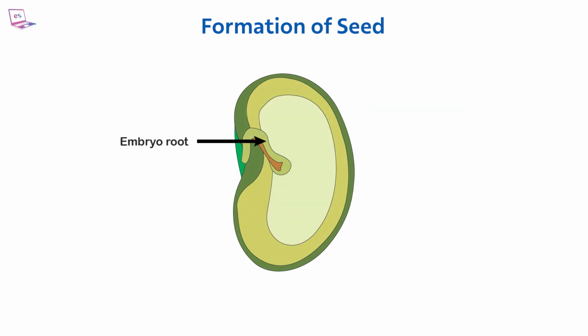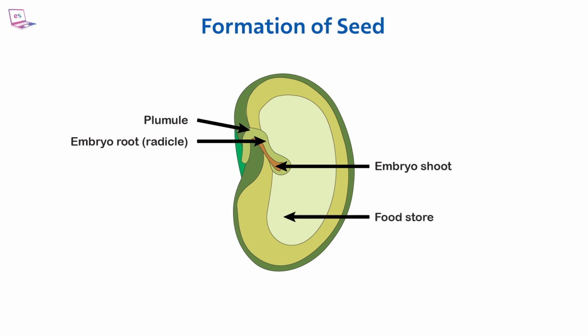Embryo root. It is also called a radicle. It is the first part of the embryo that develops into the plant's root system. Embryo shoot. The plant's upper part, called the shoot system, originates from the plumule. Food store. It is used for the initial growth of the embryo.